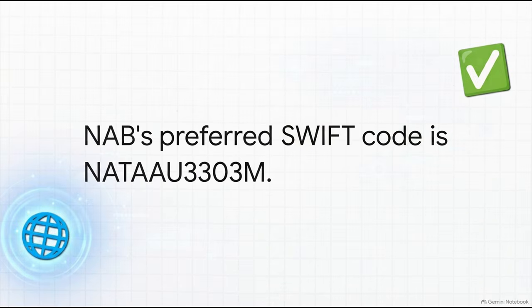When it comes to actually receiving that money, you'll see there are several routing paths, but NATAU 3303M, which specifically represents Victoria and Tasmania, is the universally preferred NAB SWIFT code. Going with this preferred code is highly recommended by the bank itself, mostly because it helps cut down on annoying processing delays and just ensures a much smoother cross-border transaction.